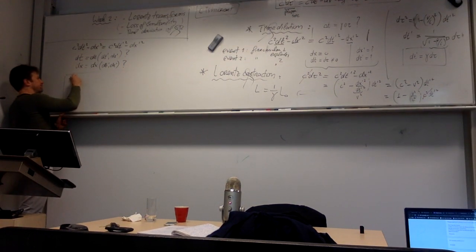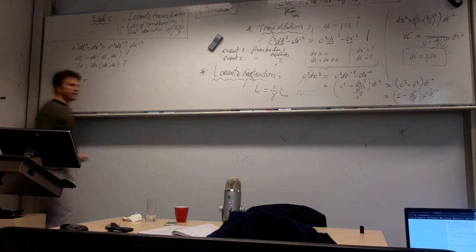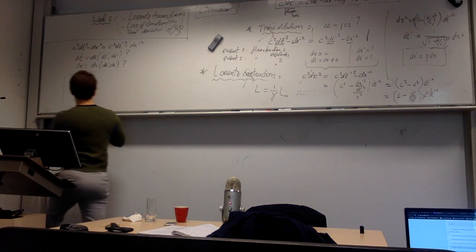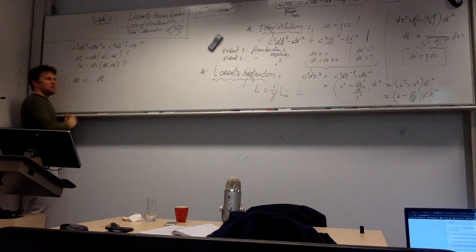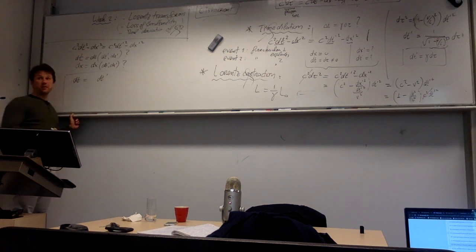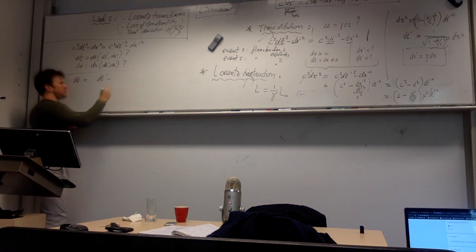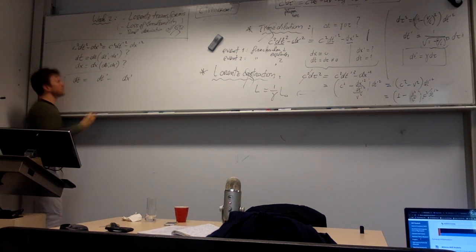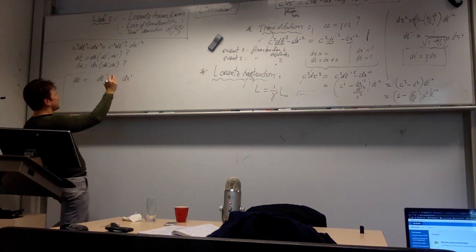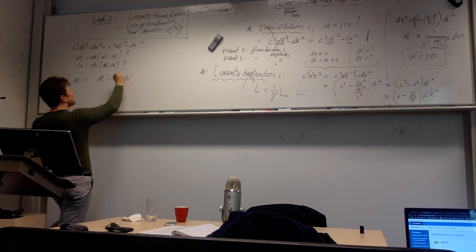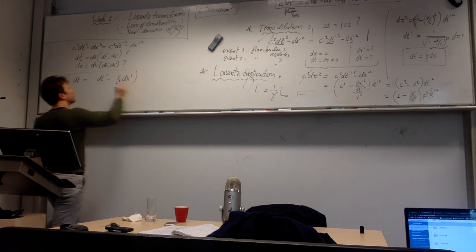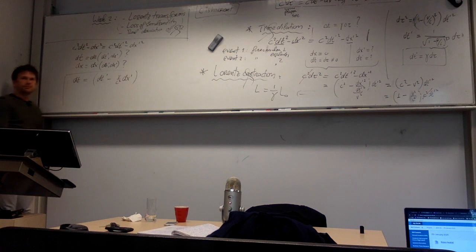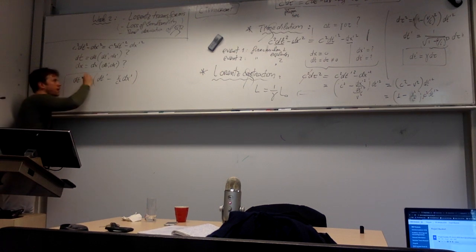Here's the answer. If you want to know the dt by one guy, you take the dt by the other guy, call him prime, and you subtract from it the other guy's amount of distance times v over c squared. I never know where the c's go. There you go. Here it is.